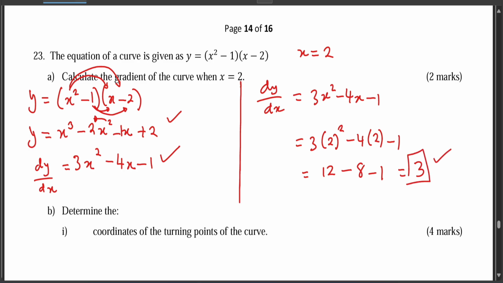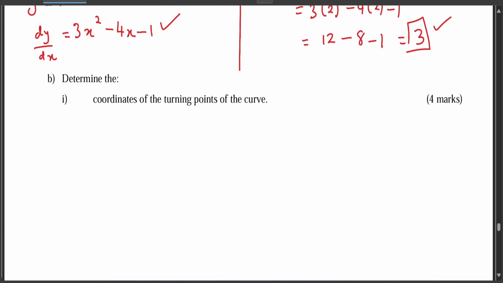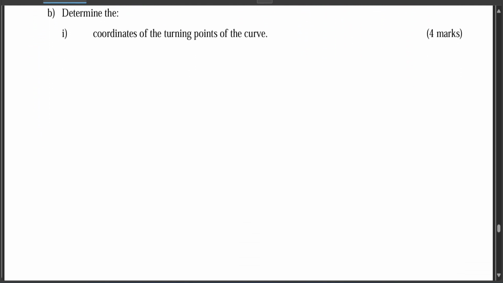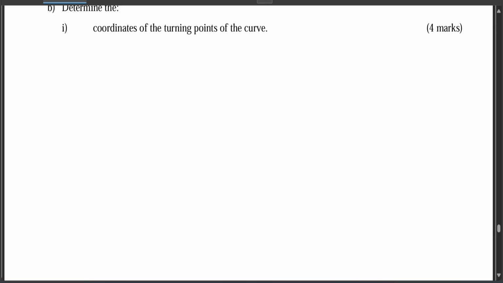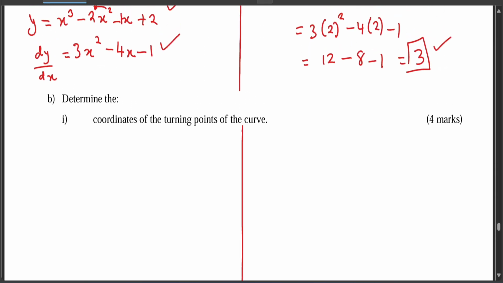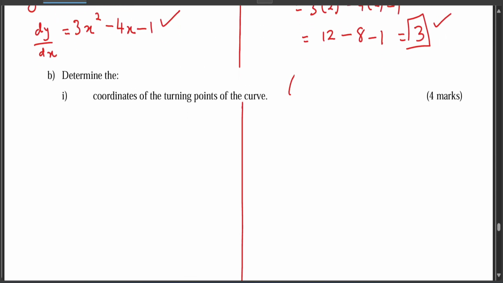Now let's continue with question B Roman 1. The question B Roman 1 is asking you to determine the coordinates of the turning points of the curve. Okay, and getting those turning points is easy. So at turning point your gradient is usually equal to 0. So your gradient is 0, and your turning point is either at the apex in case of a maximum or at the bottom in case of a minimum. So it's the point at which the gradient is equal to 0.